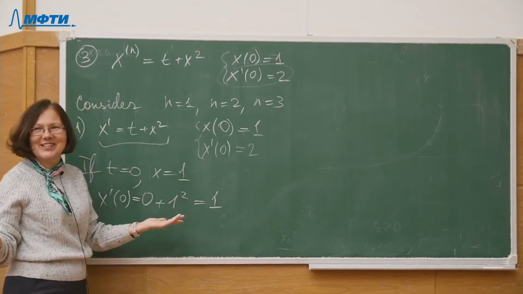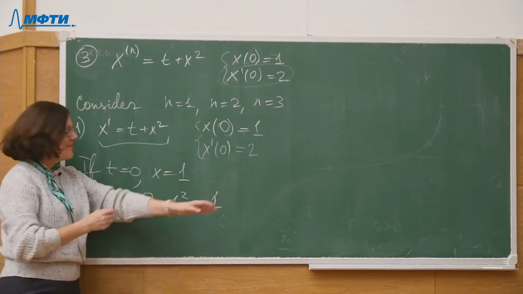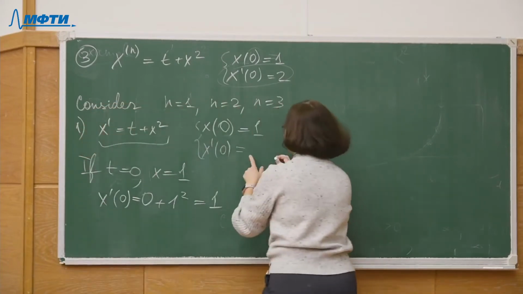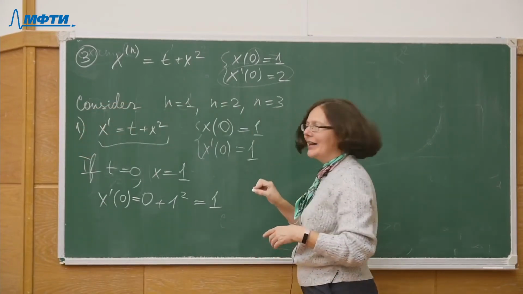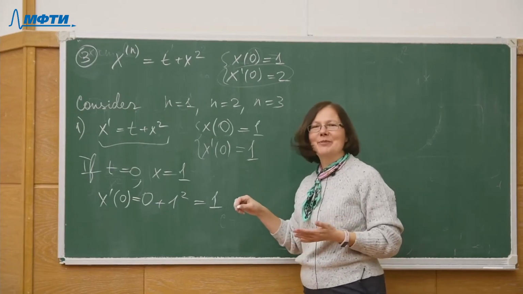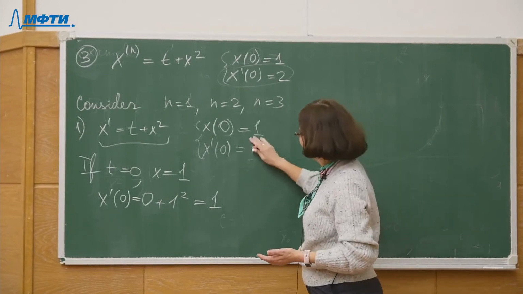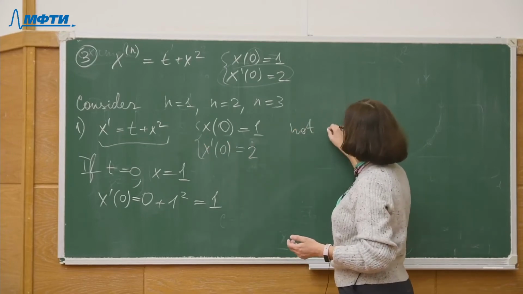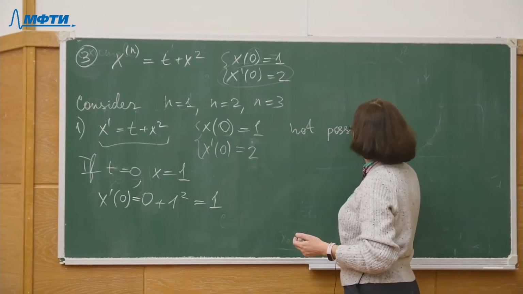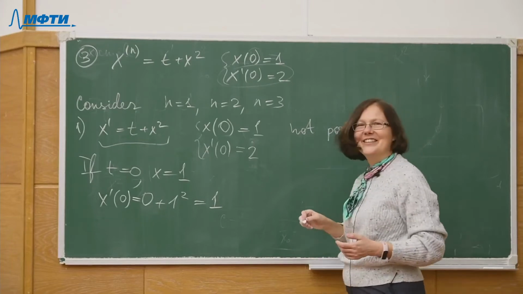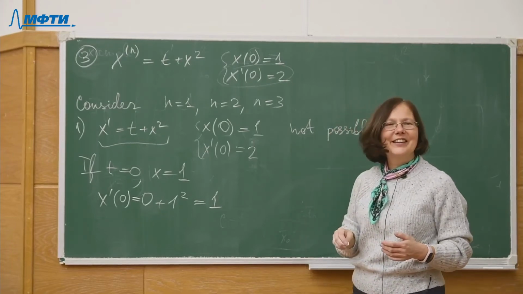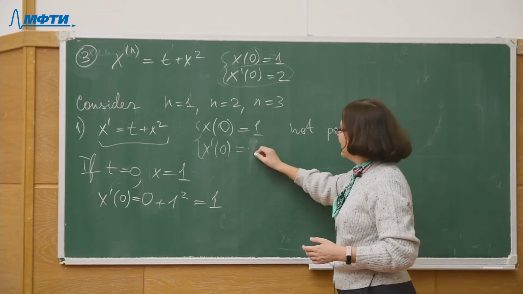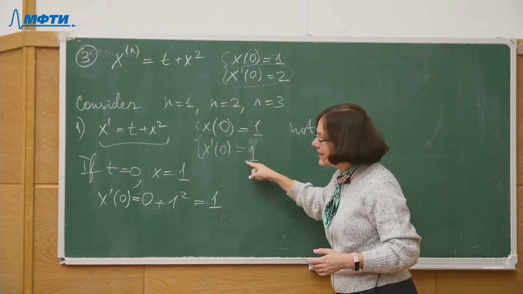Right? Not possible. But if it were 1, then it would be possible, right? For 2, it is not possible. Sorry? Suppose x prime of 0 equals 1. Right. So it is possible. Right. Suppose this. Okay, yeah.